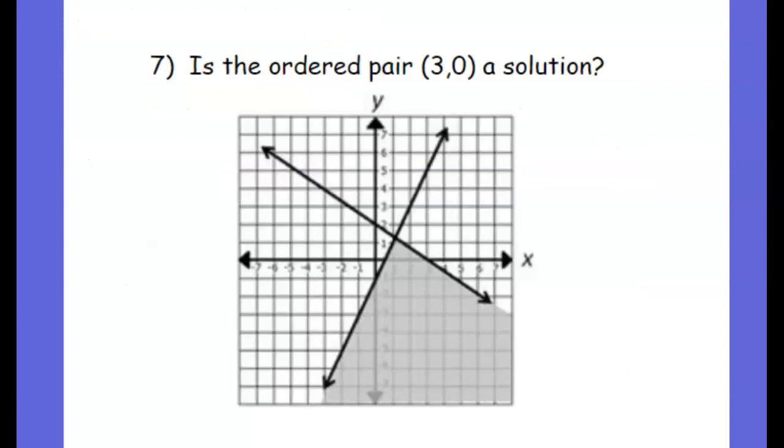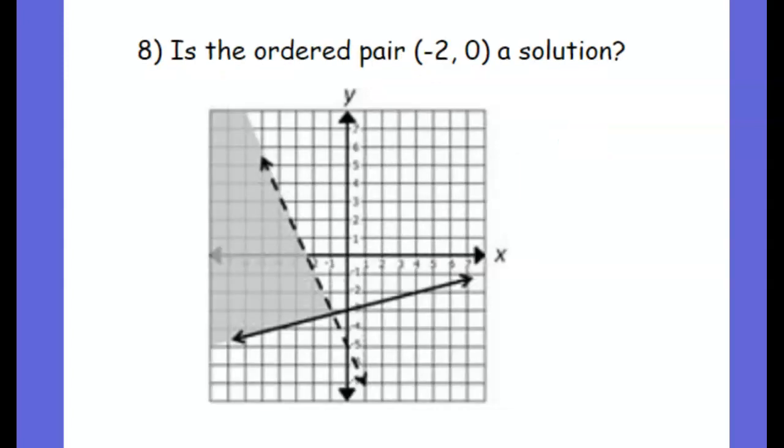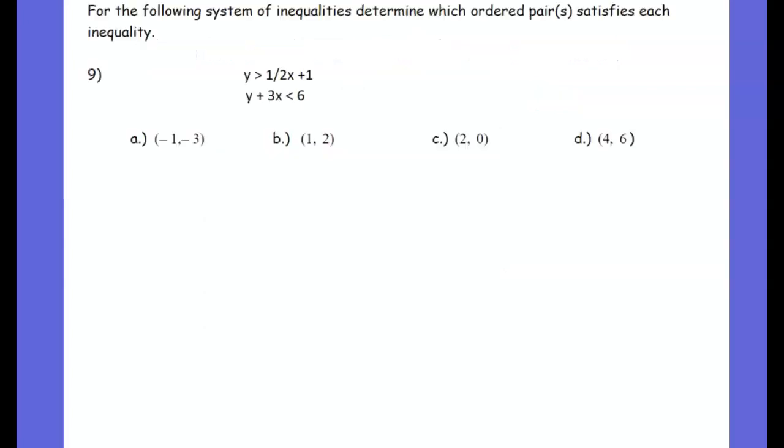So let's look at some of those examples. If we look at (3, 0), is this a solution? It's right there on the line of the shaded region. Yes, it is. But then when we look at number 8, (-2, 0), actually that just kind of misses it, but even if it was on that dashed line, it would still be no. So it's not in the double shaded area. This is the solution area that's shaded in that case.